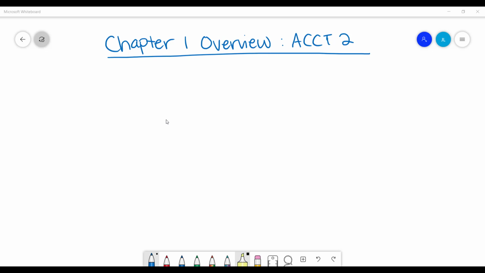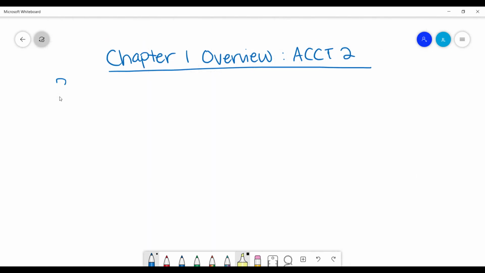So what is the primary objective of accounting? Because we're in an introduction to financial accounting class, we really want to know what this is all about. The primary objective of accounting is to provide information that is useful in making good decisions. That's the umbrella purpose of accounting: to help decision makers make good decisions by providing them with that information.